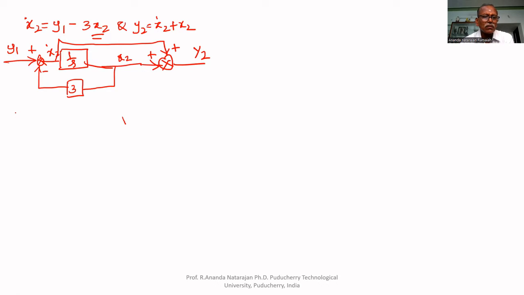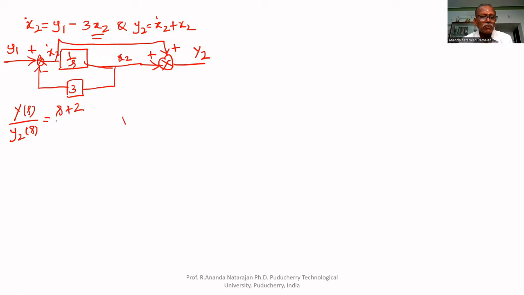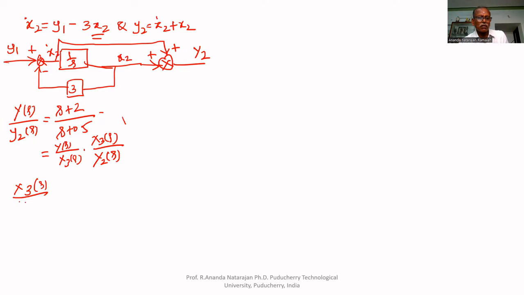Now we have to consider the third equation, that is Y of S upon Y2 of S, which is S plus 2 upon S plus 0.5. So that is equal to Y of S upon X3 of S multiplied by X3 of S upon Y2 of S. So consider X3 of S upon Y2 of S equal to 1 by S plus 0.5.